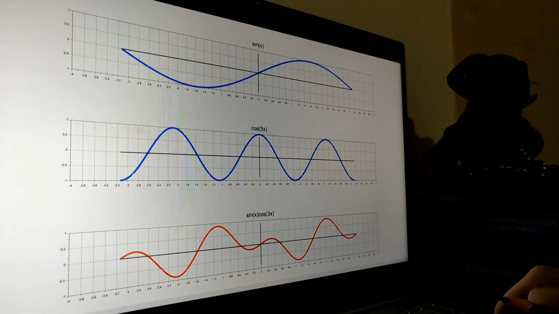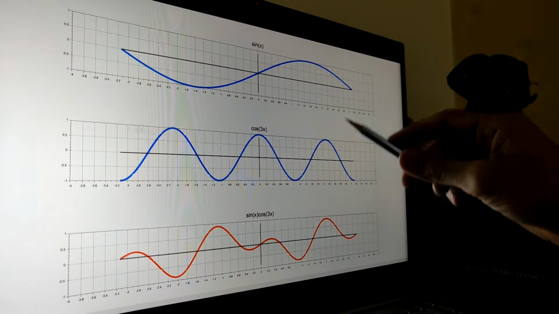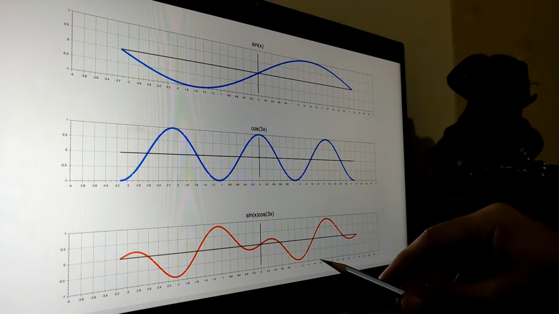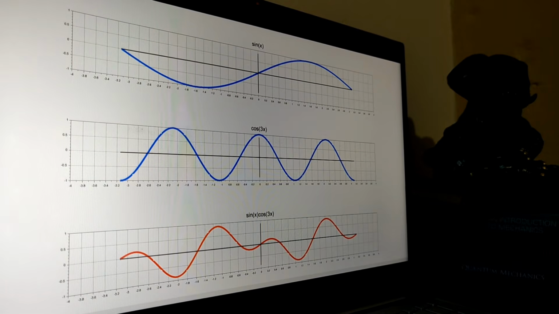And when I take sine wave and cosine wave, and this is sine of x times cosine of 3x, you can tell for yourself, even this integral is not going to survive. It's very easy now, right?